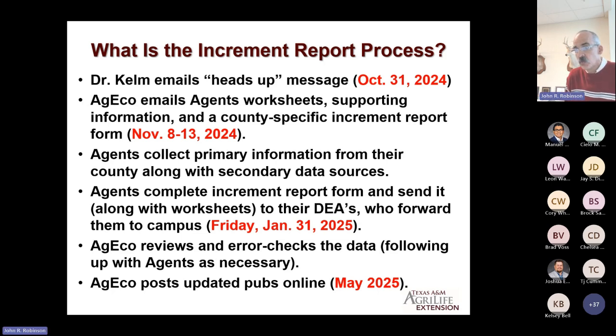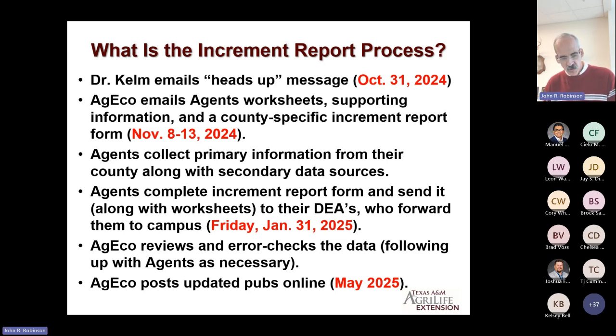We've got 2 months for y'all to do the necessary data collection, number crunching, getting help as you need it. The deadline to complete the county increment report form for the 2024 column of numbers is the last Friday in January. That stuff gets turned into your immediate district administrator. They collect them, they may proofread them, they may give them to the district economist, or probably they're just going to send it on to the 5th floor, and we'll get them from Dr. Kelm's office.